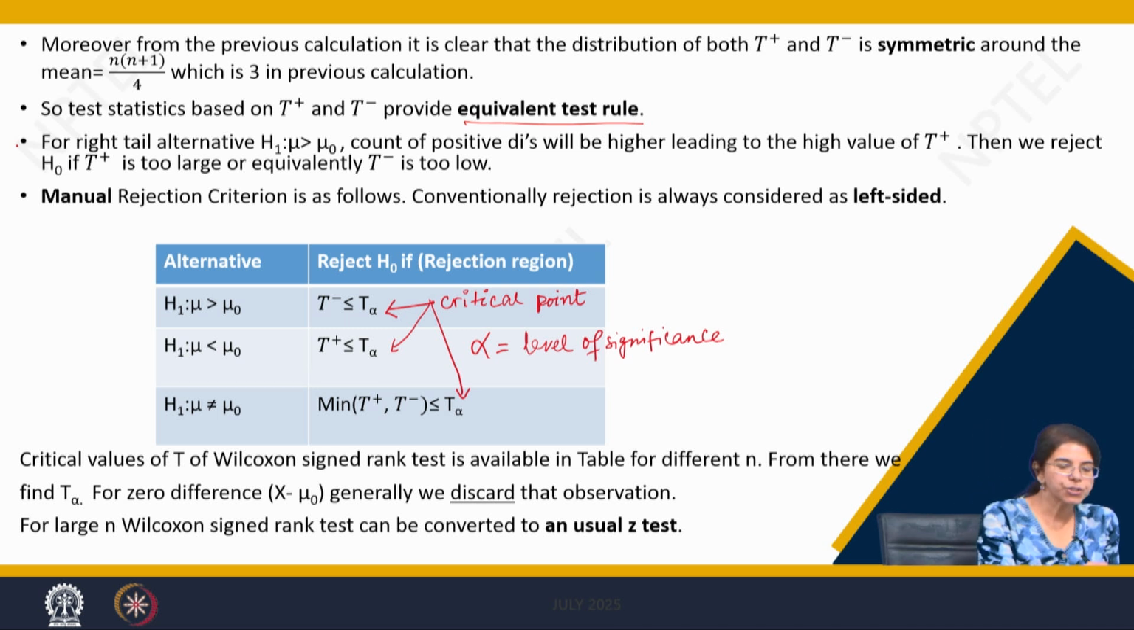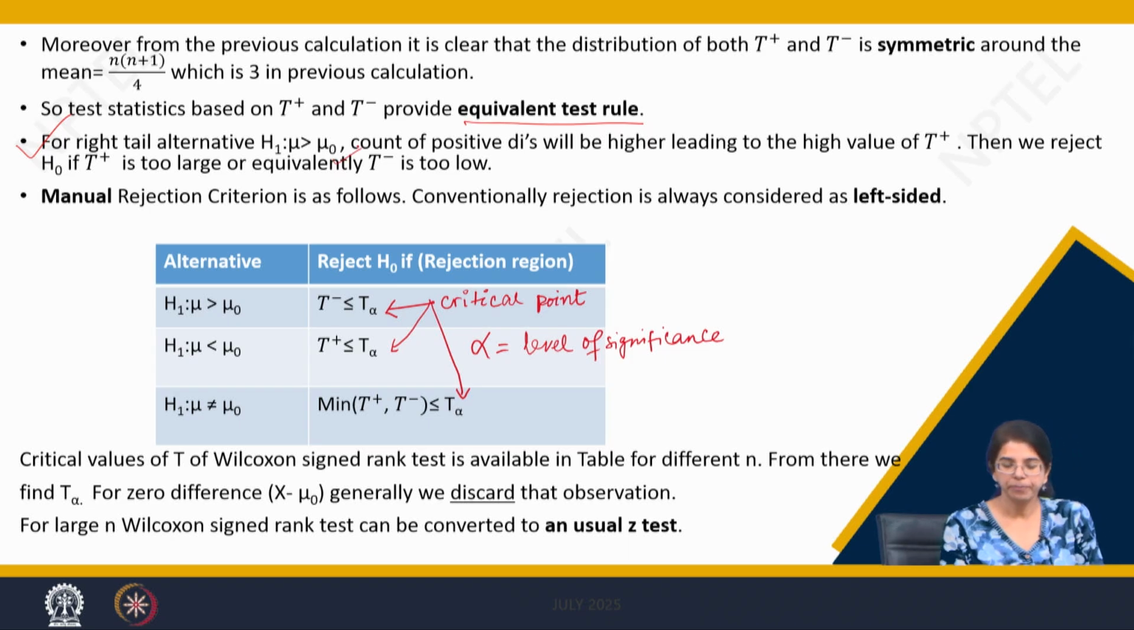Suppose you are doing a right tail alternative, which is H1: mu greater than mu 0. Okay. So, for the right tail alternative, what can we expect? We can expect that the count of positive Dis will be higher, leading to a higher value of t plus, right.